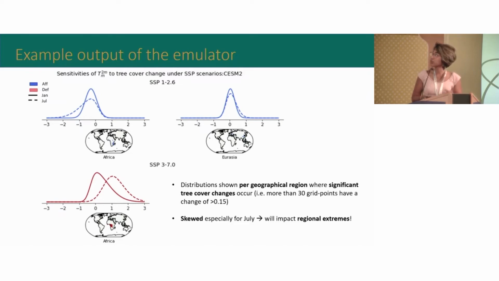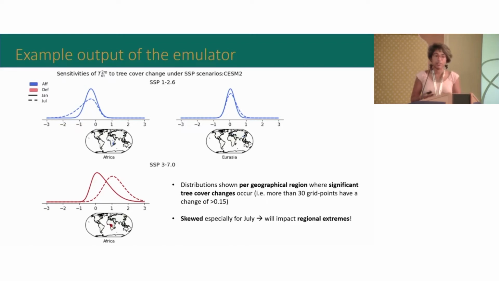The distributions do differ per geographical region. And here I only show geographical regions where significant tree cover change occurs, so more than 15% for more than 30 grid points. You can see in general that when we evaluate the sensitivities of 2-meter temperature response to tree cover change, the response within the SSPs is actually quite skewed, especially for the month of July.